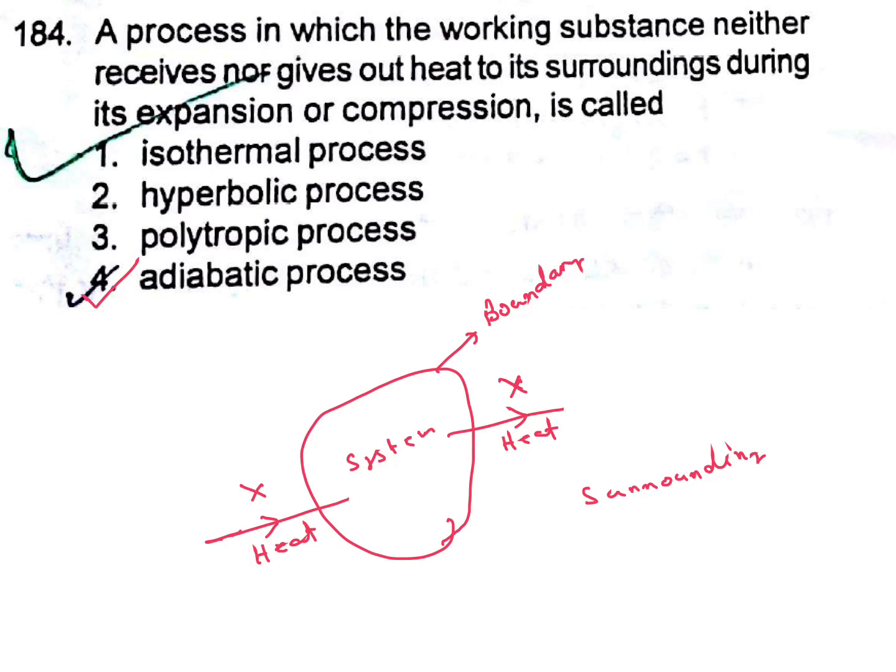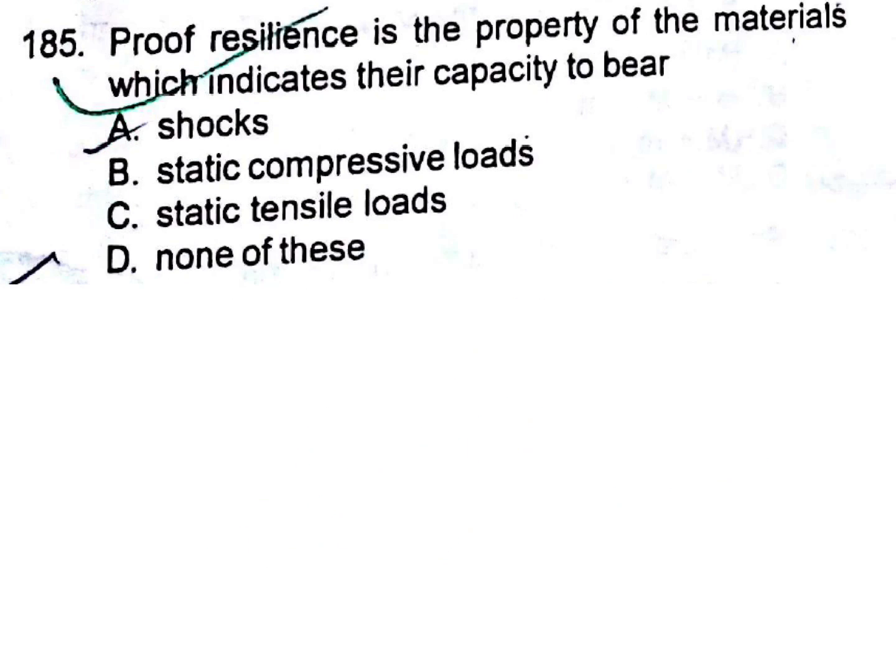Proof resilience is the property of materials which indicates their capacity to bear resilience and strain energy. Both are used for impact loads or shock loads. A is the answer.